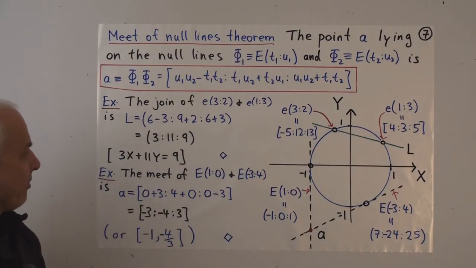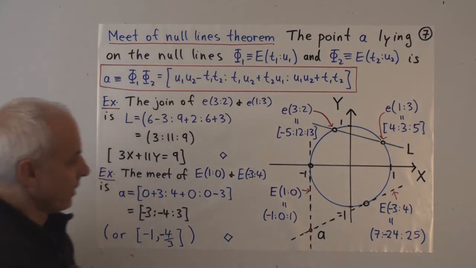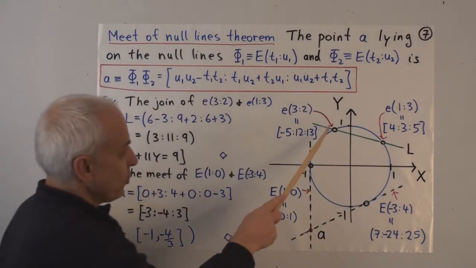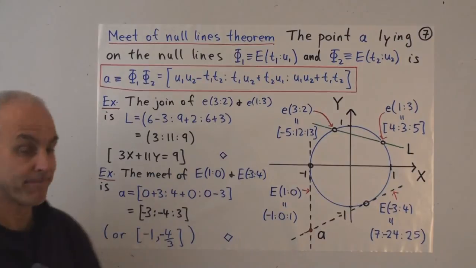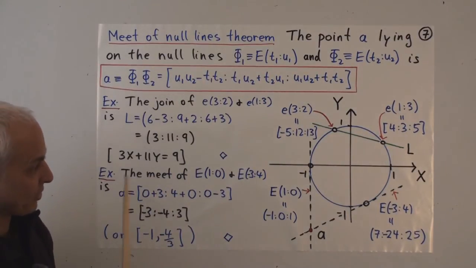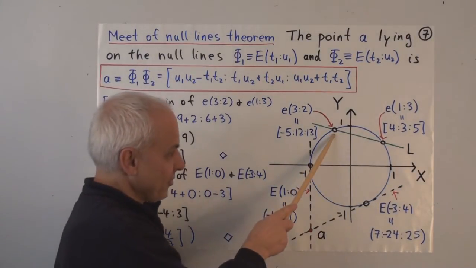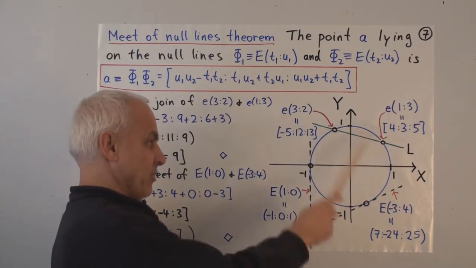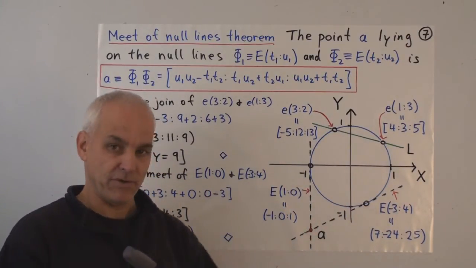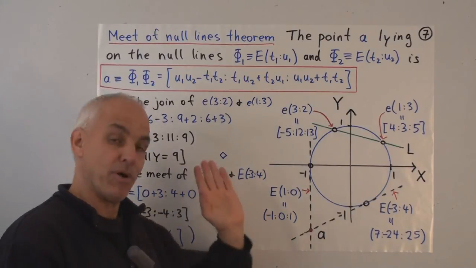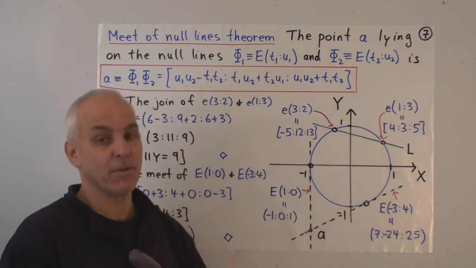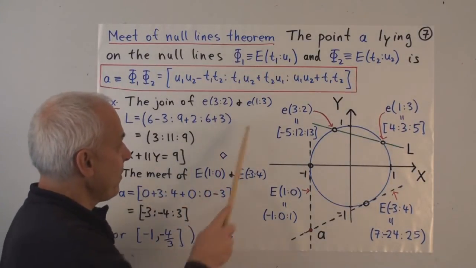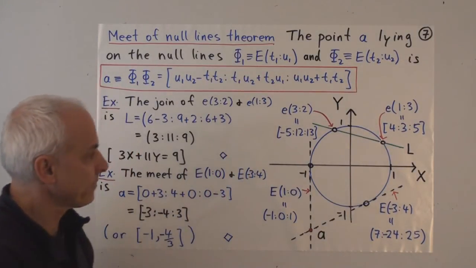So here are 2 examples. Here is our null circle, and here are 2 null points. And perhaps we'll start drawing null points as little white circles to distinguish them from ordinary points, which are usually in red. All right, null points are special, so we're going to treat them specially. So the null points are E of 3, 2 and E of 1, 3.